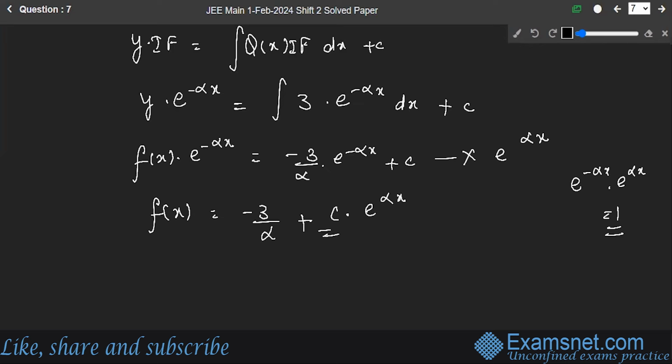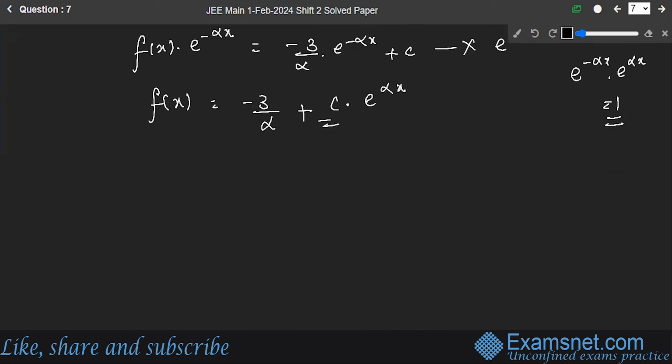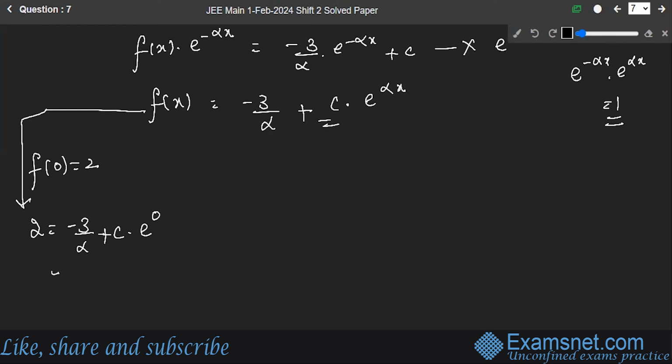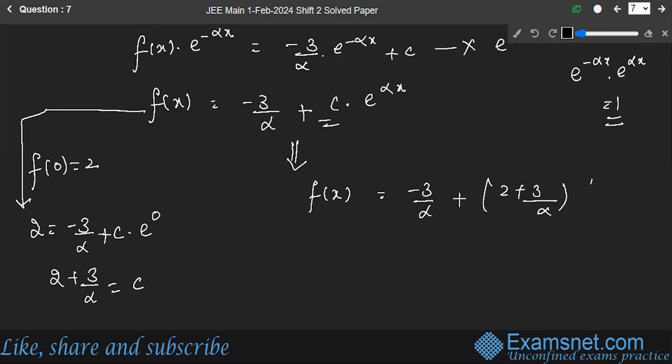So let's find out the value of c. You are given in the question f(0) is equal to 2. So this equation will become 2 is equal to minus 3 upon alpha plus c into e raised to power 0. So c will be 2 plus 3 upon alpha. This is the value for c. So this equation becomes f(x) is equal to minus 3 upon alpha plus (2 plus 3 upon alpha) e raised to power alpha x. So this is the equation.